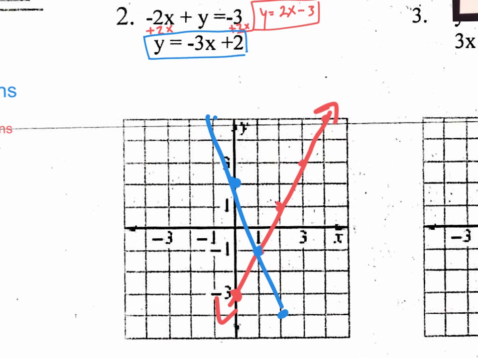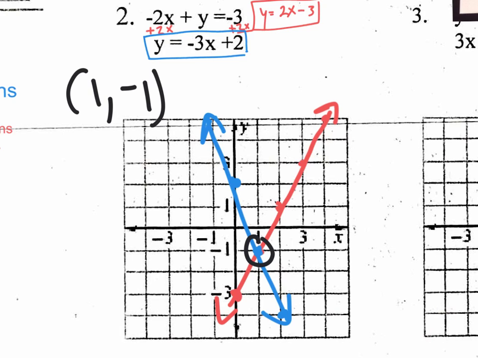But here's my line. So the red line represents the top equation, the blue line represents the bottom equation, and remember, the line really does represent all the answers. This line represents all the answers of the bottom one. So we're looking for that single answer that works for both equations, and that would be the point of intersection. And what is that point of intersection, guys? That's positive 1, negative 1.